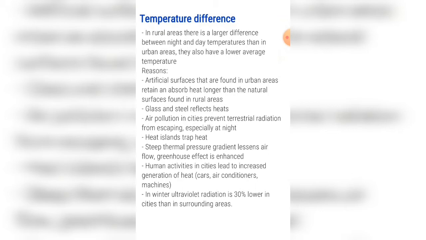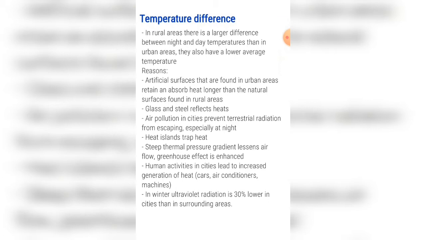Air pollutants in cities prevent terrestrial radiation from escaping. This is made worse at night. Heat islands trap heat. We will be focusing on heat islands in part 2 of this video series. Steep thermal pressure gradient lessens airflow and the greenhouse effect is enhanced. Human activities in cities lead to the increased generation of heat, such as cars, air conditions, and machines.